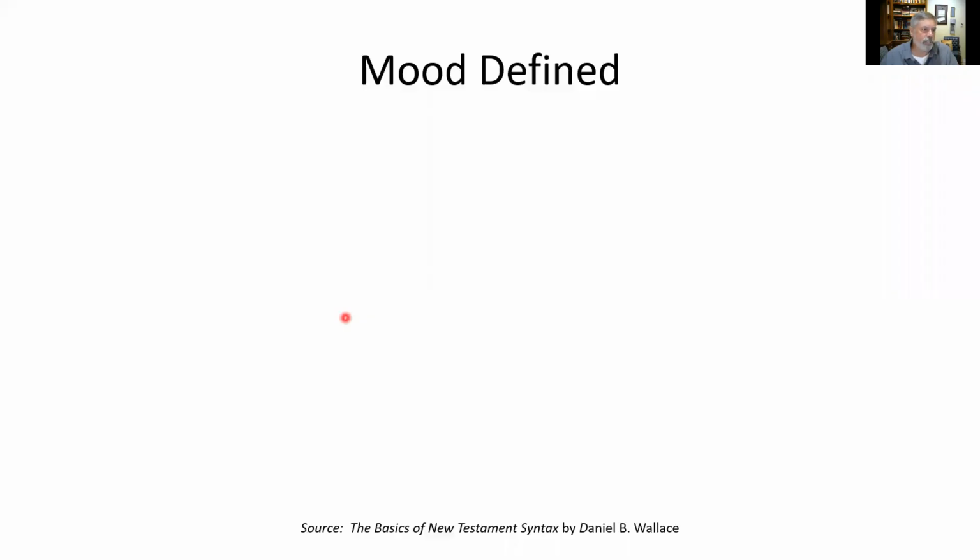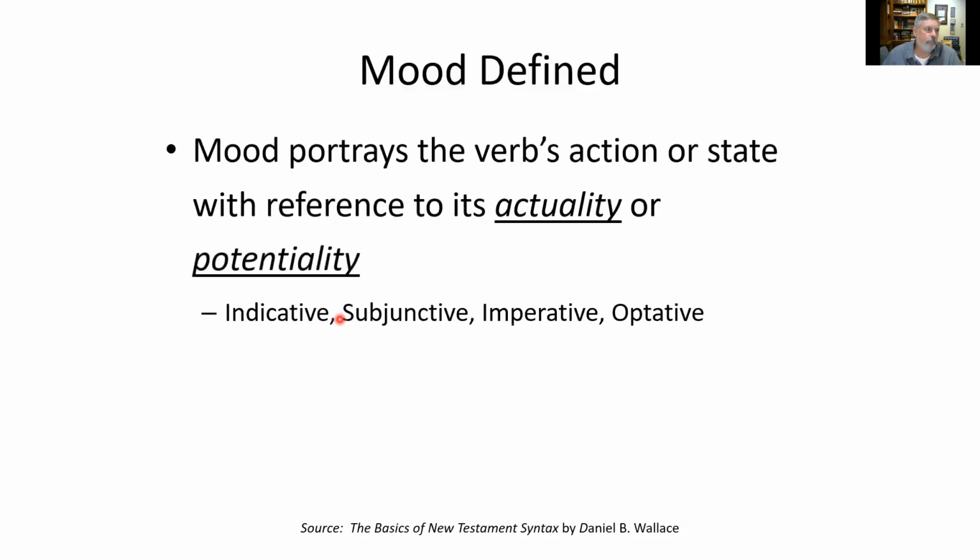So that's a quick summary of tenses. You're going to see them as we move forward. This is just an introduction to them. And then mood. So we have person, number, voice, tense, and now we'll deal with mood. That's the fifth. The mood basically portrays the verb's action or state with reference to whether it's actual or potential.